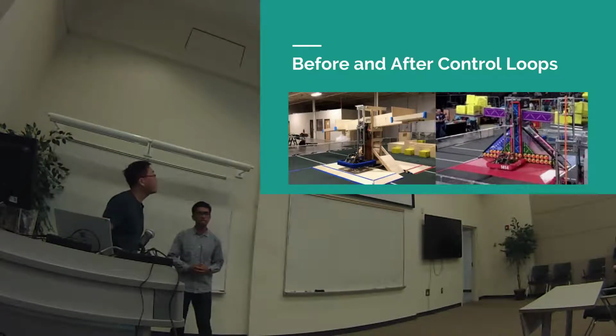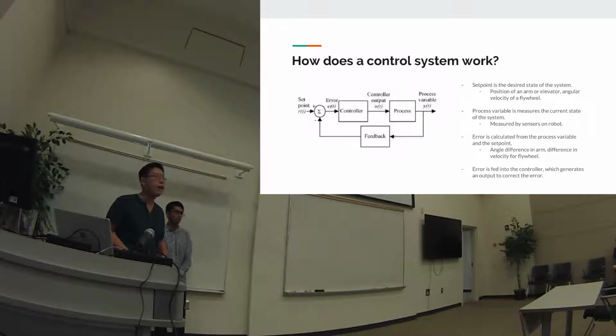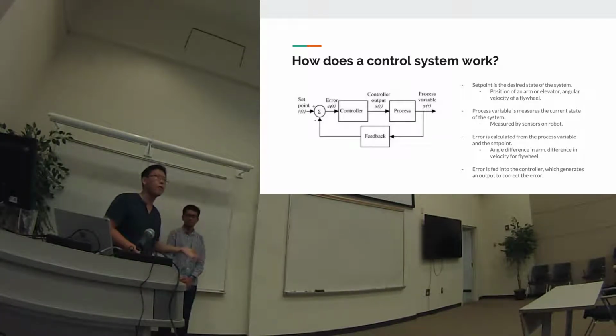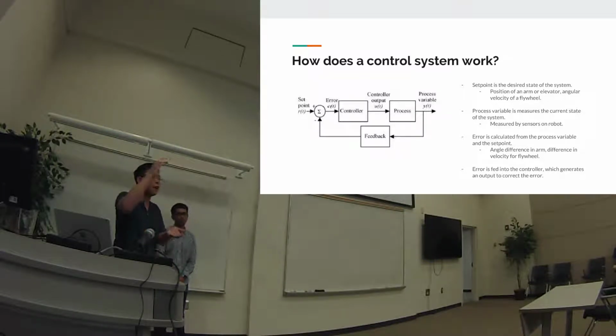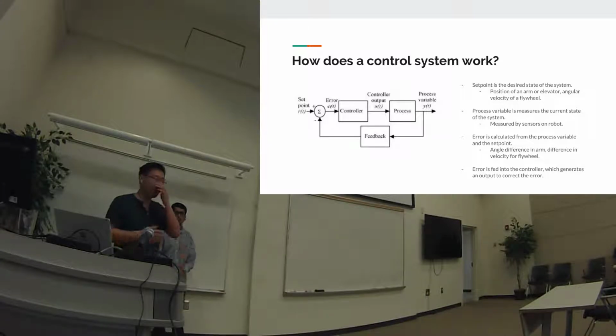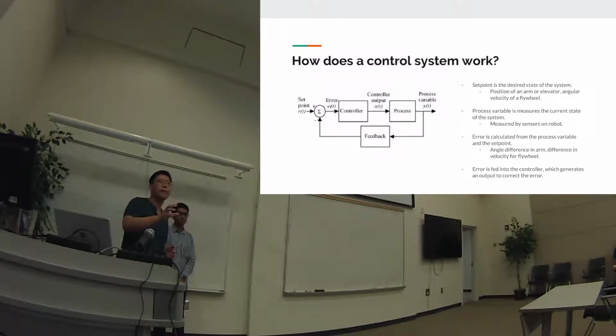So now we're going to break down how a general control system works, and then we'll go into different types of control systems later. But basically, with a general control system, you have something called a set point, and this is normally your desired target. For a robot, it can be the position of your elevator, or the angle that your arm is at. But it can also be the velocity of your flywheel, or even something we use every day, like a thermostat. You have a set point, right? It's the temperature you set.